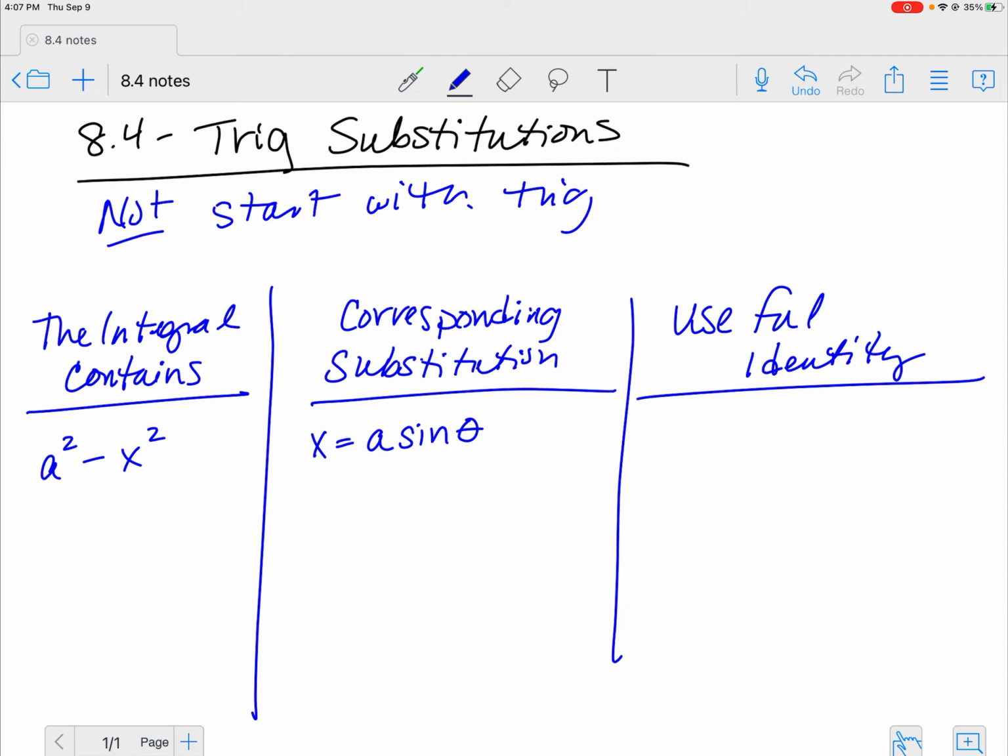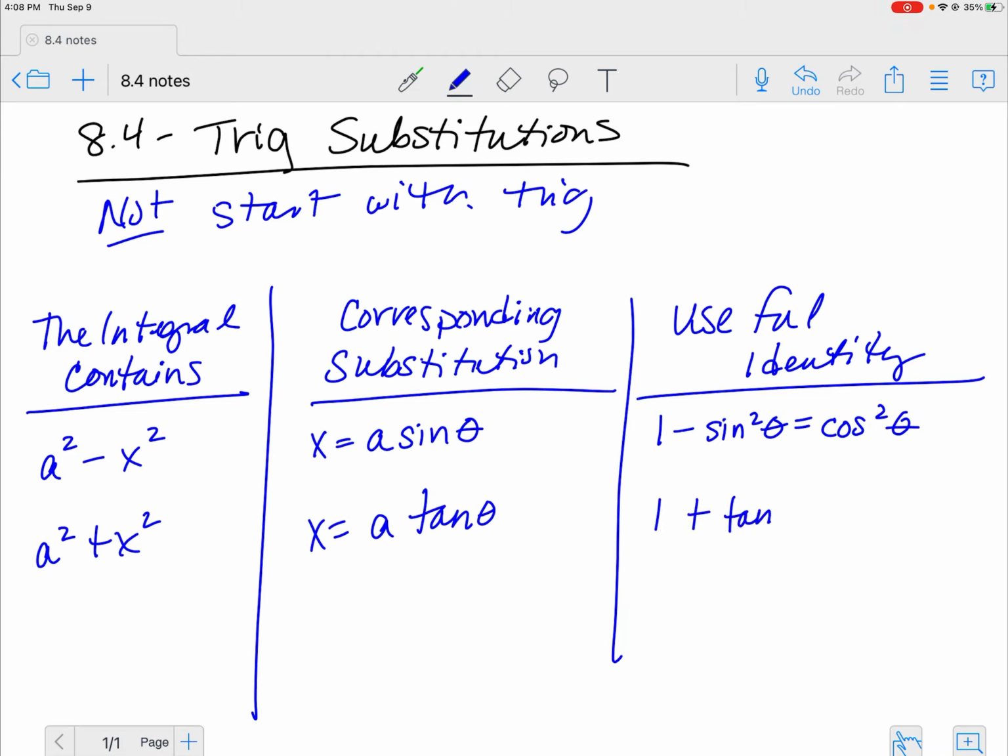And then we have our trig identities that are going to help us out. So 1 minus sine squared theta is equal to cosine squared of theta. That's going to be a useful identity. What happens if I'm adding them? a squared plus x squared. Which pattern is that? Yeah, tangent, right? That's the only one that is addition. Good. So then we use the Pythagorean identity that goes with that: 1 plus tangent squared is secant squared.